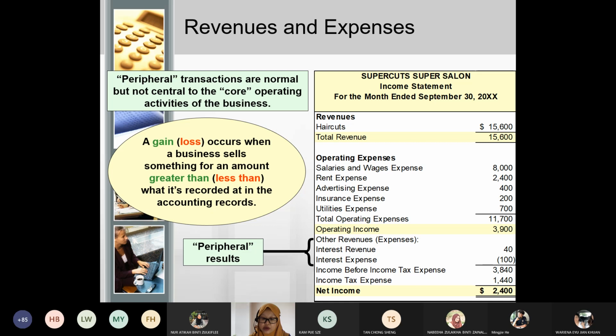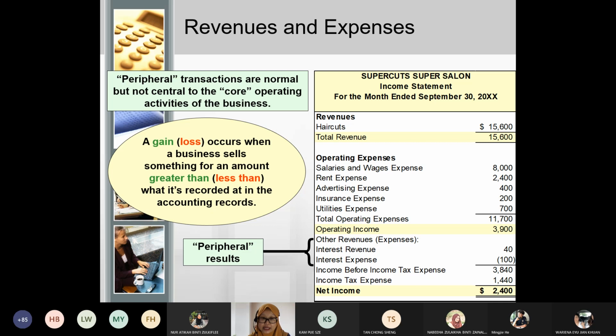If the market value is more than the book value, then they will have a gain. So for gains, just like revenue, the gains will increase the net income, or in other words, the gains will increase the owners' equity.